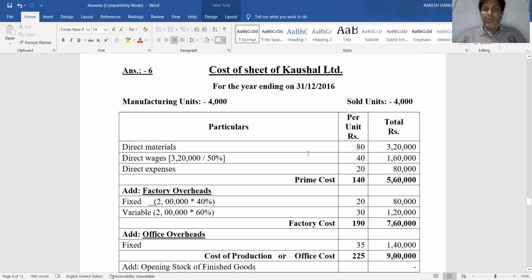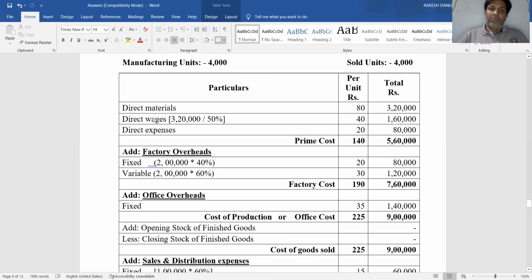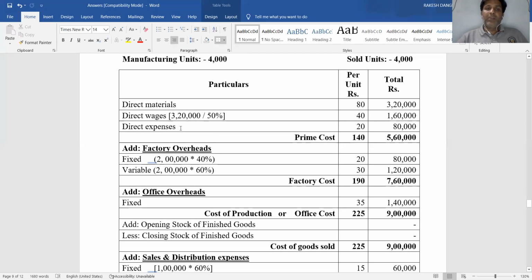First, answer number 1, the cost sheet of Kausal Limited for the year 2016. As we read in the question, there is manufacturing of 4,000 TV sets and 100% sold, meaning 4,000 TV sets. Now start from material consumed. Direct material is given unit wise, rupees 80 per unit. So in total amount, it will be rupees 3,20,000.